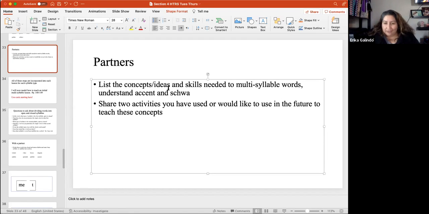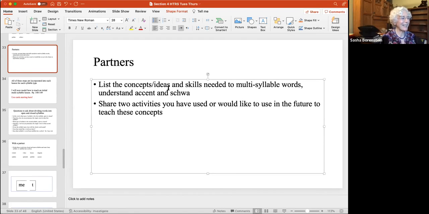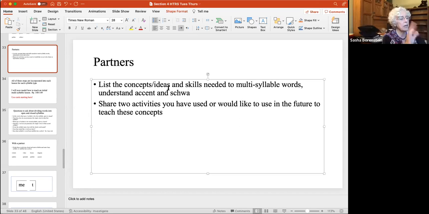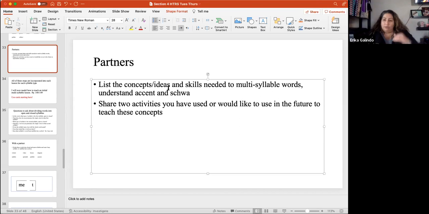I answered the second one mostly. That's okay. Go for it. So one of the things that I've done in the past is taught syllabication, especially with the lower kids. I do more of a total physical response, where we break words into syllables by touching our head, shoulders, and knees, so they can actually feel it and count them.